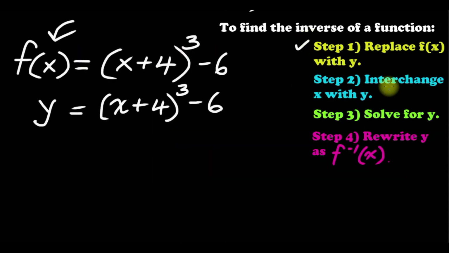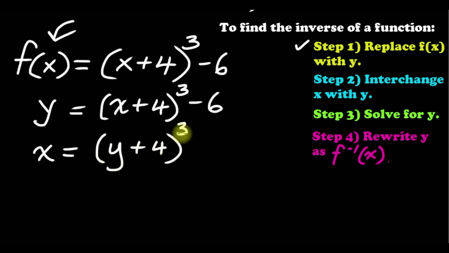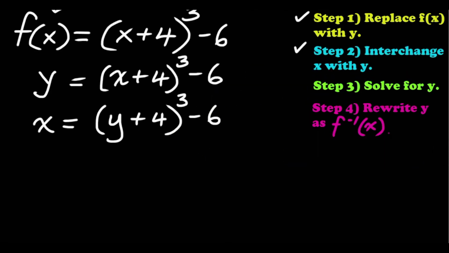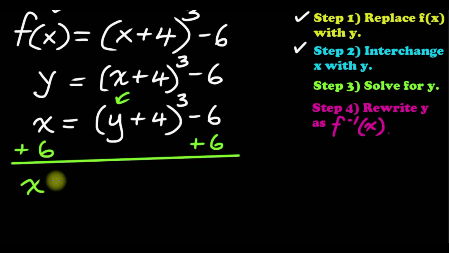Step 2 is to interchange x and y. So the y becomes an x, and then x becomes a y. Okay, so you switch it. And then step 3 is to solve for y. We have to get the y all by itself on one side of the equal sign. So here we would have to get rid of this minus 6 by adding 6 to it. And then you have to add 6 to this side. So you have x plus 6 on the left hand side of the equal sign. And then on the right hand side, you have y plus 4 to the third power.